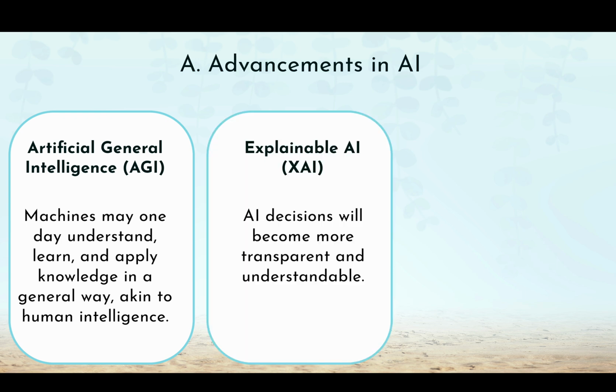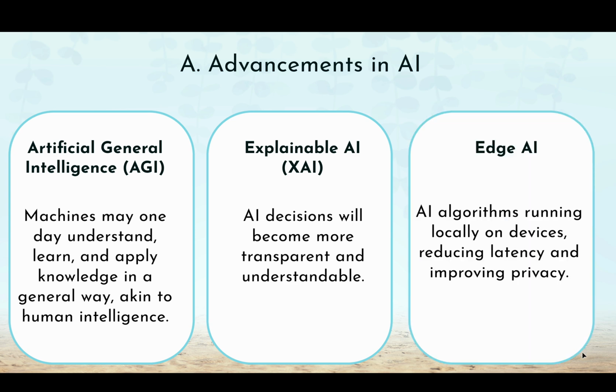Explainable AI, XAI. As AI systems become more integral to decision making, the need for explainable AI is growing. XAI refers to AI models that provide transparency and insights into how decisions are made. This will make AI systems more understandable and trustworthy, especially in fields like healthcare and finance, where understanding the reasoning behind AI decisions is critical for ethical and legal compliance.